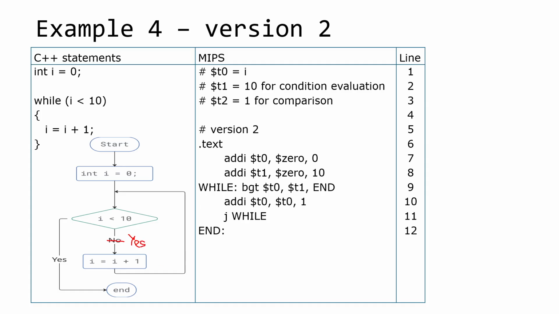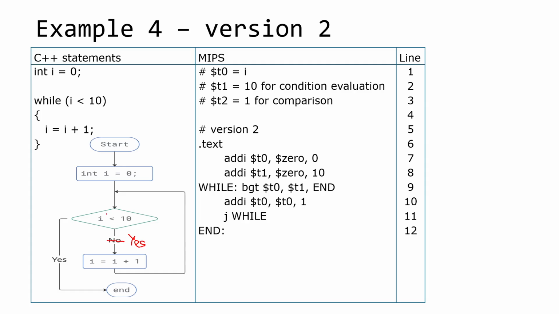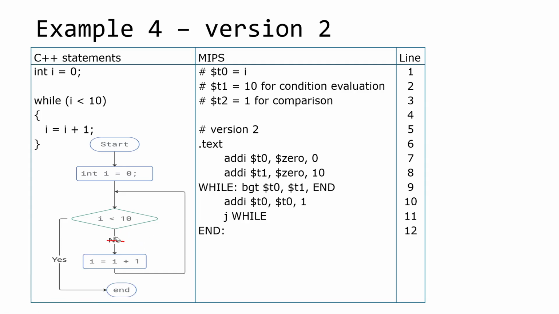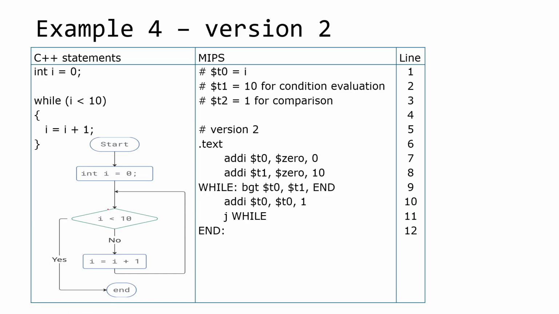Okay, it should be yes. And then I is equal to I plus 1 and then go back up, right? Now, but this time we are using a BGT, meaning we want to reverse it. So this time, okay, I would erase this.